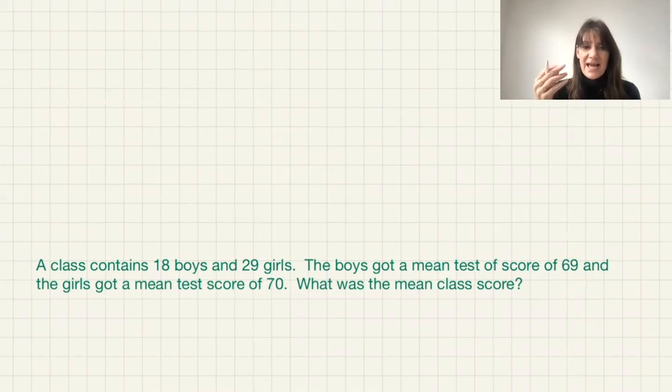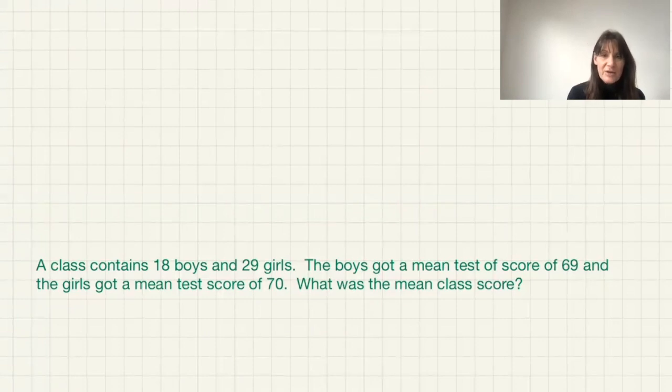So a class contains 18 boys and 29 girls. So I know there are 18 boys, I know there are 29 girls, but I also know by adding them how many are in the class. So I've got that piece of information there as well. The boys got a mean test score of 69 and the girls got a mean test score of 70. What was the mean test score for the class? So what I need to do is, first of all, work out the total for the class. If I haven't got that, I can't work out the mean. And I need to know the totals of the boys and the girls in order to do it.